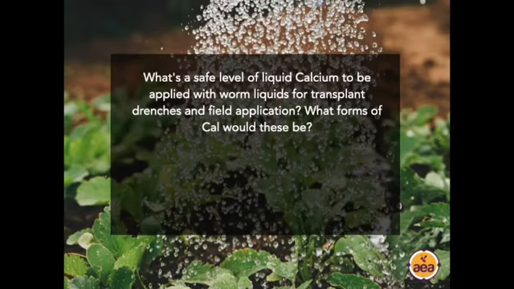Niels Korf asks, what's a safe level of liquid calcium to be applied with worm liquids? I'm assuming you are referring to worm tea, compost tea, or compost extract for transplant drenches and field applications without a test. What forms of calcium would these be? Definitely avoid calcium nitrate. I would use calcium sulfate or a calcium suspension of some type, similar to AEA's HoloCal, would be the types of materials that I would look for.